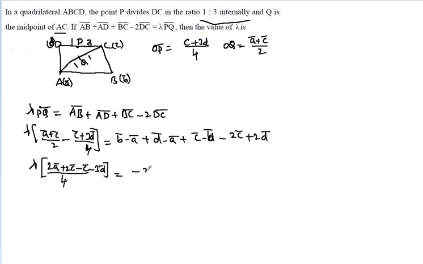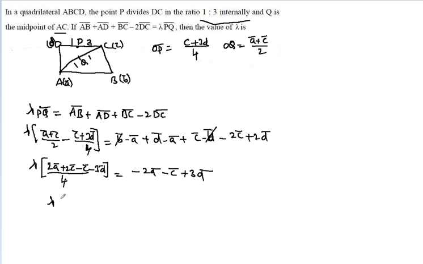that is minus 2A bar minus, and B bar. This is B bar minus B bar cancel, and C bar plus C bar minus 2C bar, that is minus C bar, D bar plus 2D bar, that is equal to 3D bar.